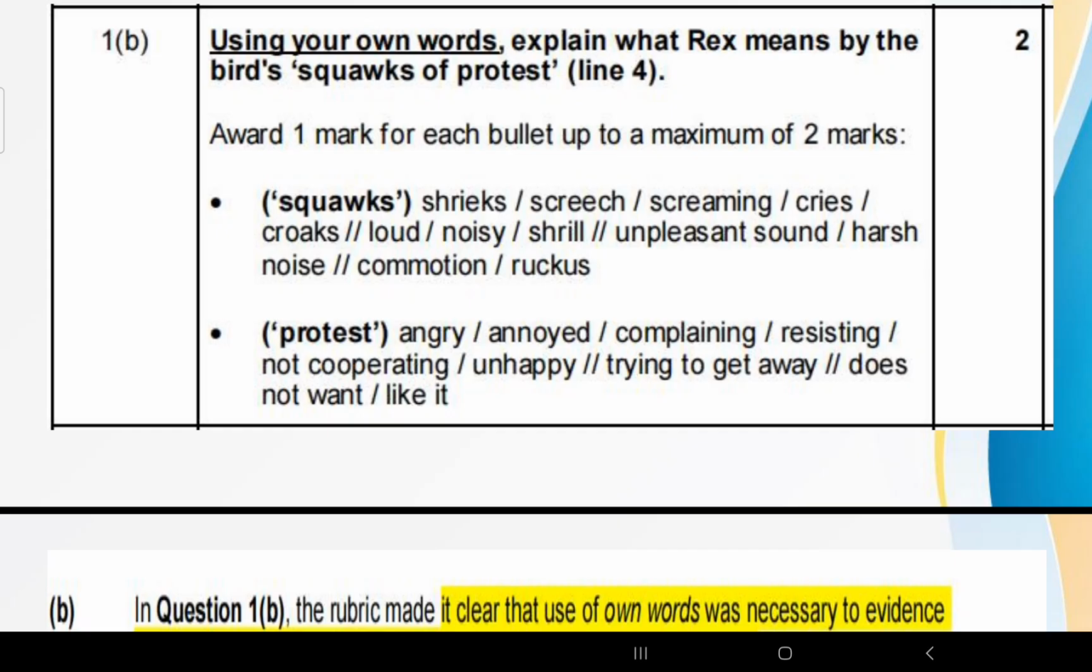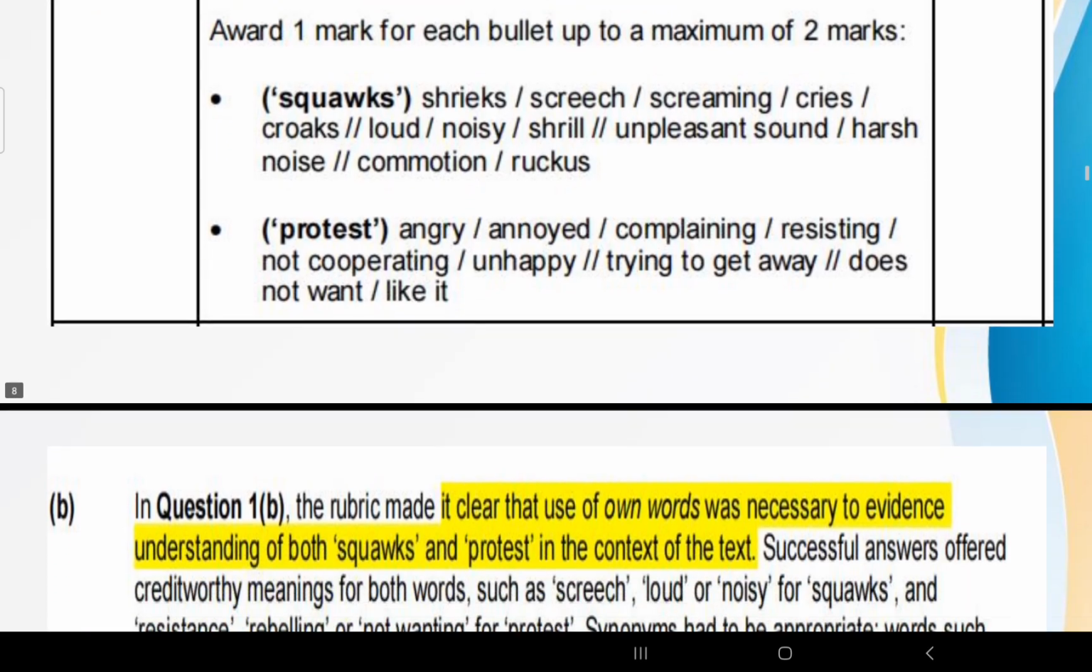Now you have the meanings of these two words, but we don't know the context. When we write the answer, how are we going to write it? Why are they talking about this loud or noisy sound, these croaks or this commotion? Why is that bird angry, or who is angry? So explain what Rex means by the bird squawks of protest. Now we will read line number 4, line number 5, maybe line number 3, and try to grasp the context of what they are talking about.